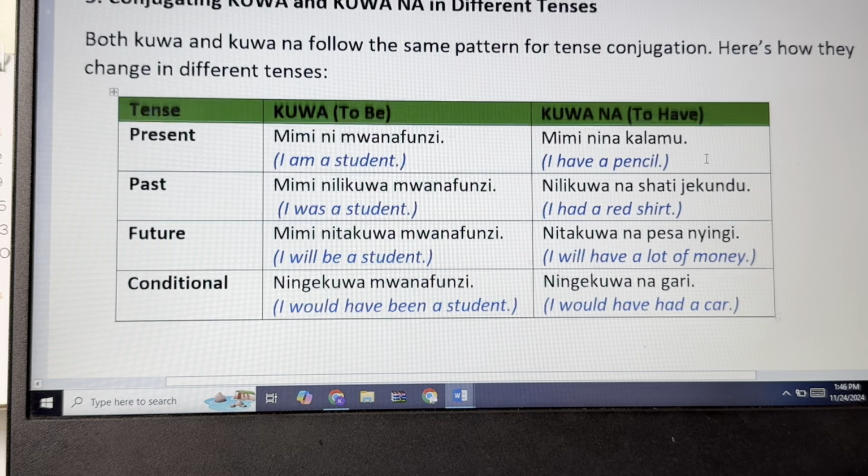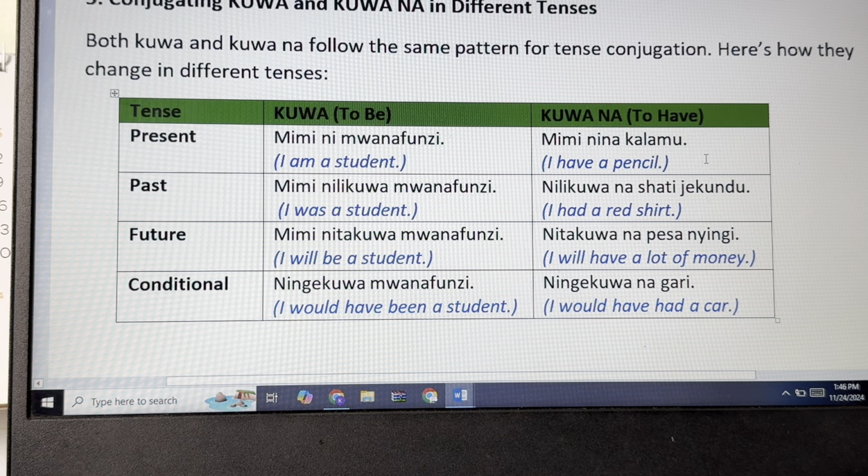Now we have the green parts here, which are not very clearly visible, but I will just read. Tense: we have the present, past, future, and we have the conditional. Kuwa, to be, versus kuwa na, to have. In the present tense, we say mimi ni mwanafunzi, I am a student.